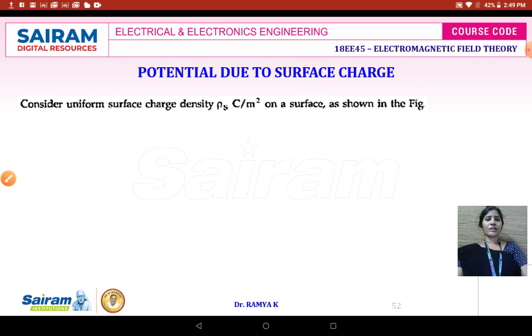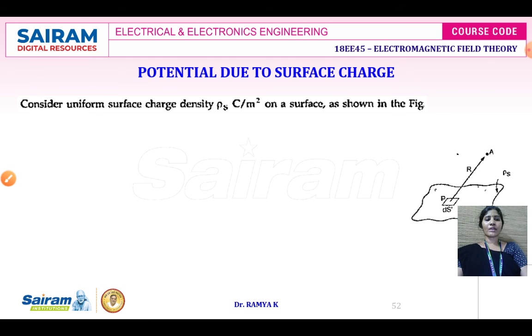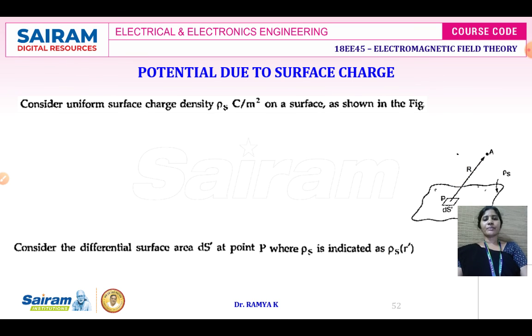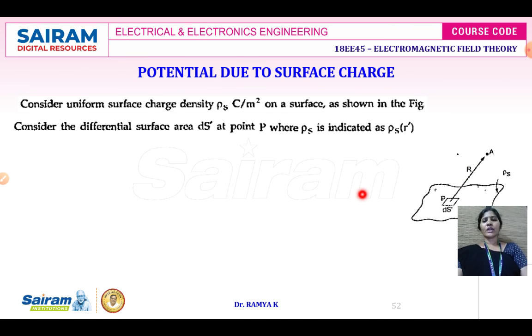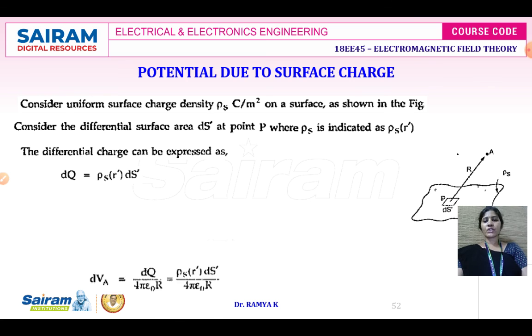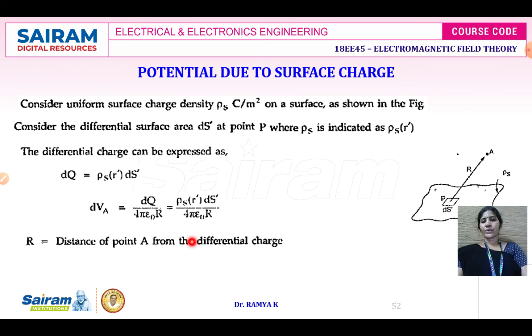Therefore, we'll get the expression as follows. Here we are going to assume a differential surface area among the surface, and this is the point where we want to identify the potential. It is going to be the effect. The distance between the cause and effect is represented with the letter R. When you are assuming a differential surface at point P where rho s is indicated, the expression is going to be rho s ds divided by 4 pi epsilon R.